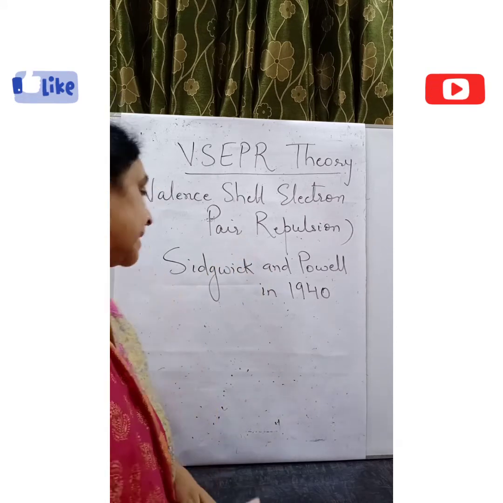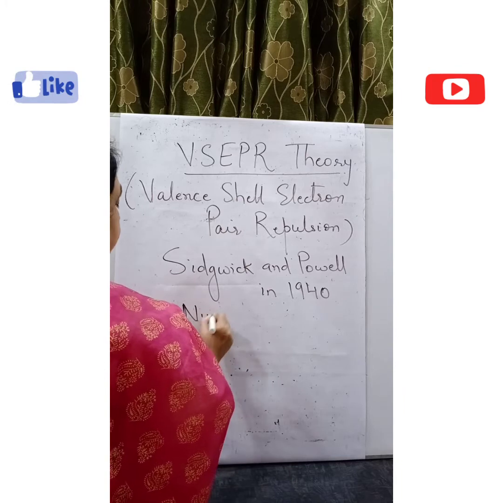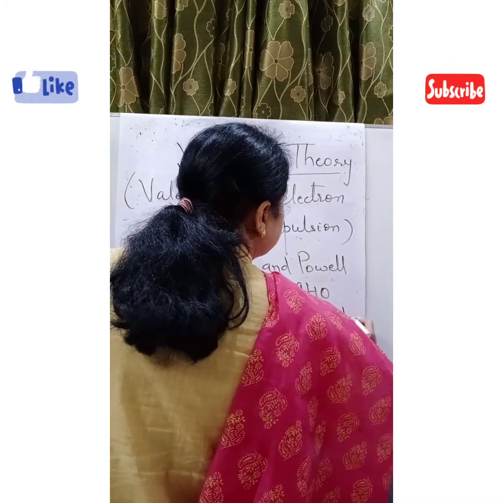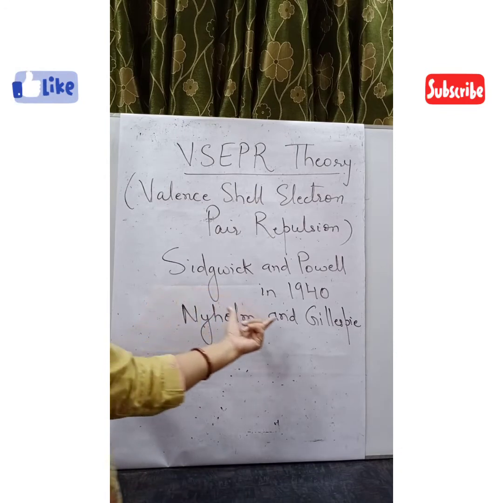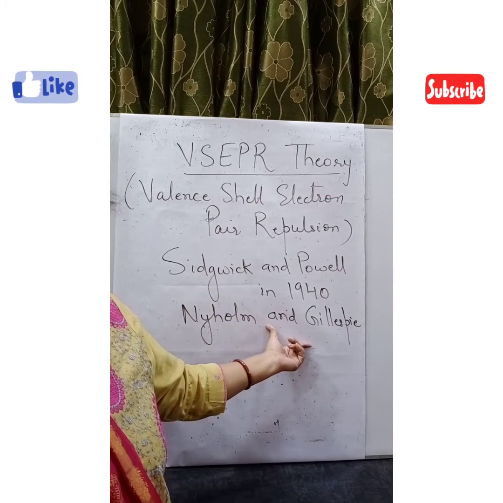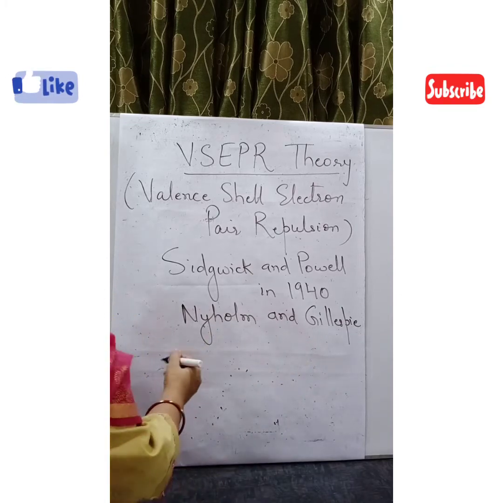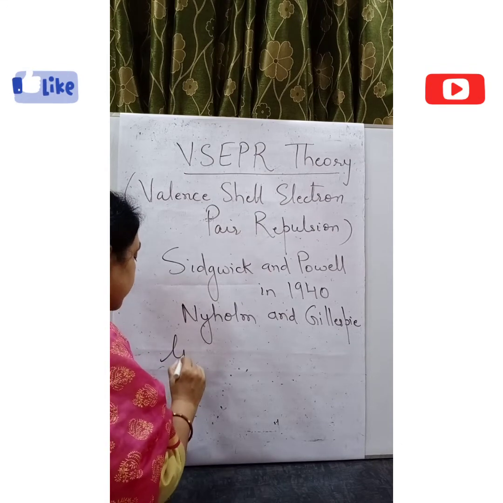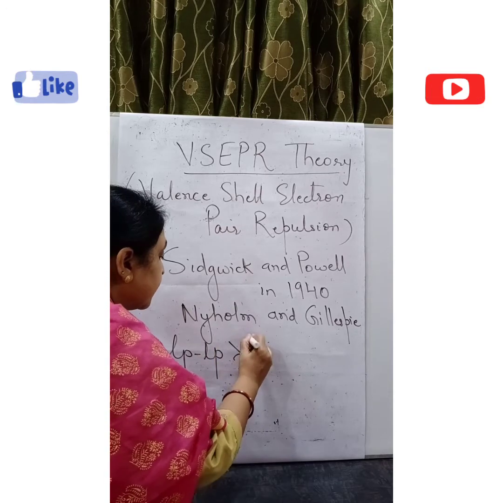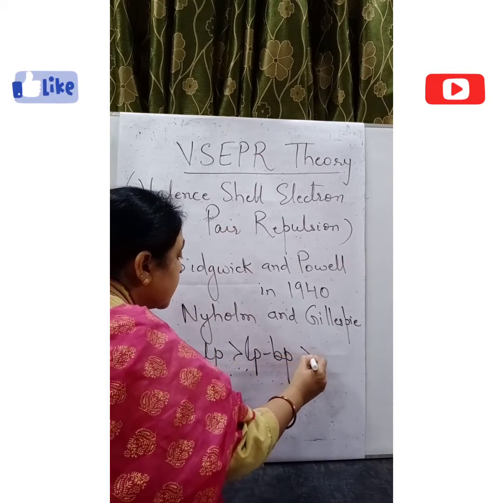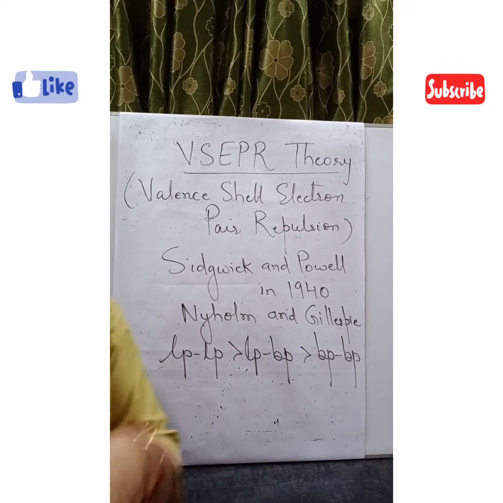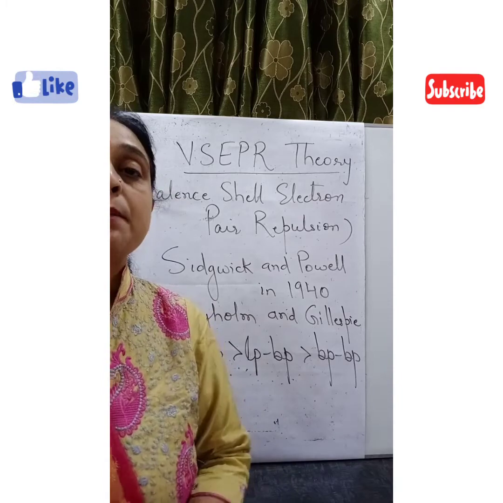Later on, scientists Nyholm and Gillespie modified this VSEPR theory on the basis of the repulsive interaction taking place between the lone pairs. According to them, the repulsive interaction taking place between the lone pairs is responsible for the distortion in the shape of the molecules. They said that lone pair-lone pair repulsion is greater than lone pair-bonded pair repulsion, which is greater than bonded pair-bonded pair repulsion. Let us understand this concept in detail in the upcoming video.